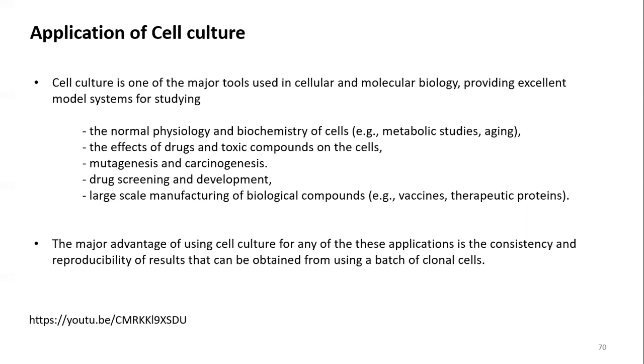So you can do a lot of research with a specific cell culture and a specific gene involved in that cell's regulation. Drug screening: any drug that can be used for cancers like prostate cancer, lung cancer, brain cancer, or any other type of cancer, you can specifically use that cell line to investigate the effect of that drug on that cancer cell line. And definitely, large-scale manufacturing of biological compounds, such as vaccines and therapeutic proteins.